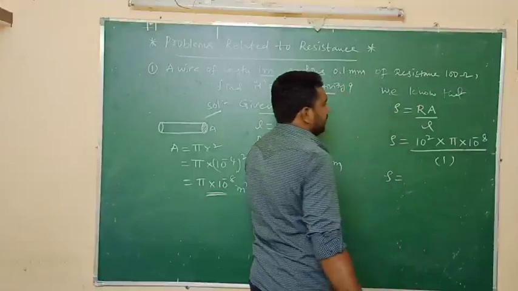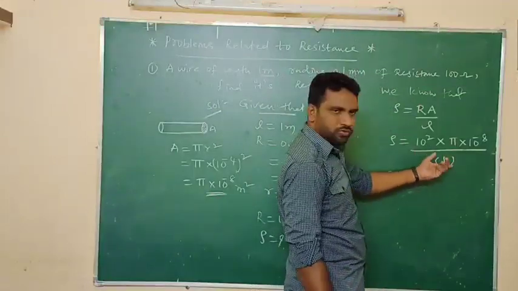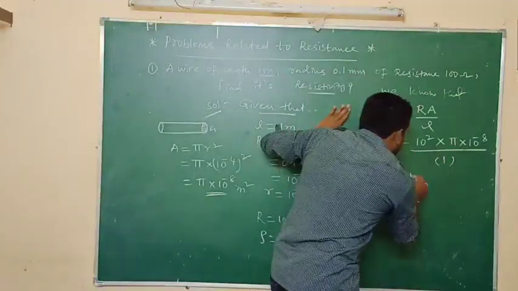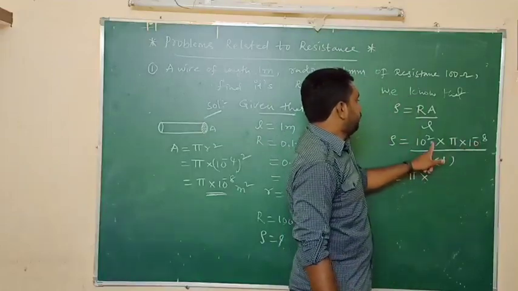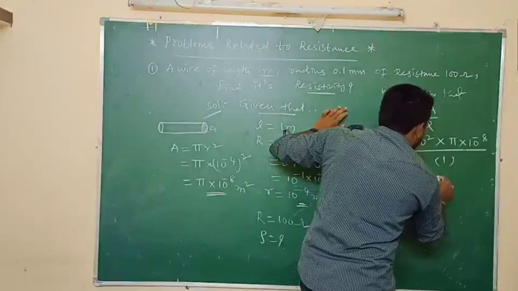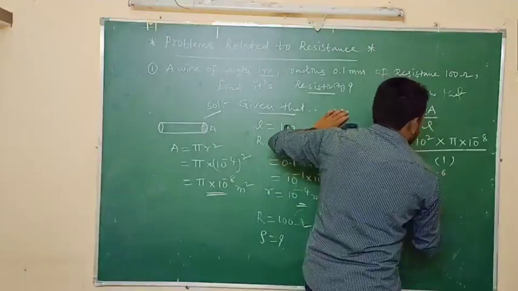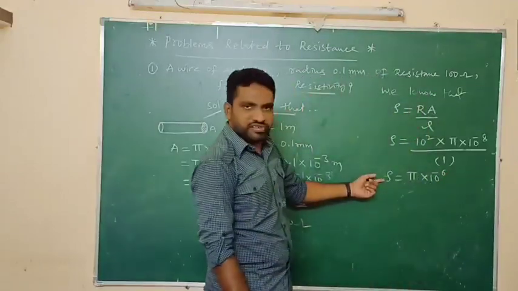Rho equals, first we need to add the powers. In the denominator nothing is there. Pi into 10 to the power of minus 8 plus 2. What will you get? Minus 6. Pi into 10 to the power of minus 6. What is the SI unit of resistivity? Ohm meter.